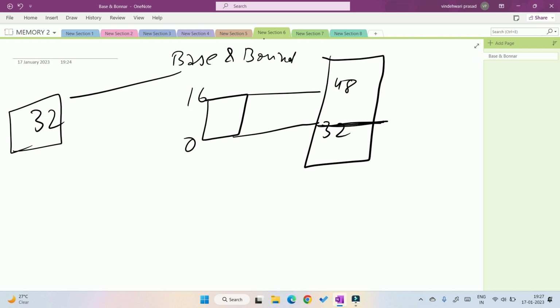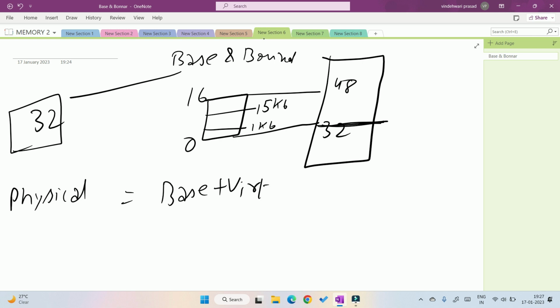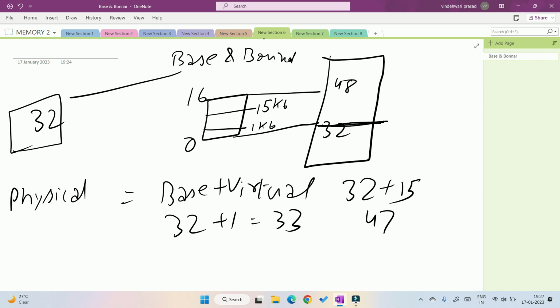This base helps to map everything. How? Suppose there is one thing at 15 KB here, and suppose another thing is at 1 KB here. How will you map it? You map it with physical memory equal to base plus virtual. So if anything is at 1 KB, base 32 plus 1 is 33. It will be mapped at 33. Similarly, if anything is at 15 KB, it is 32 plus 15, 47 KB. This is how it is mapped.